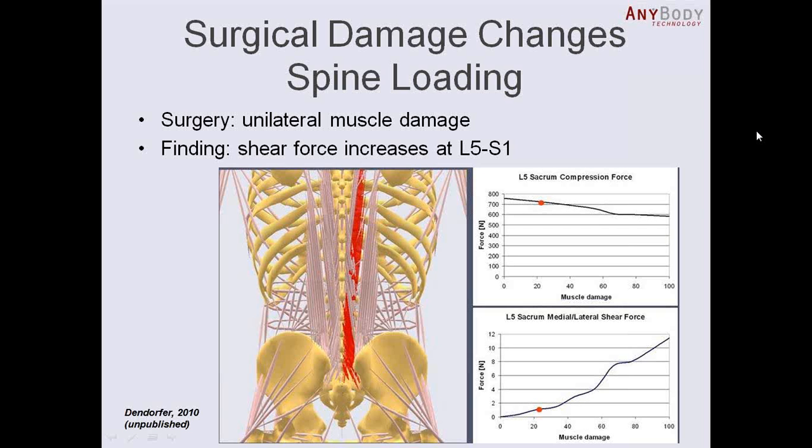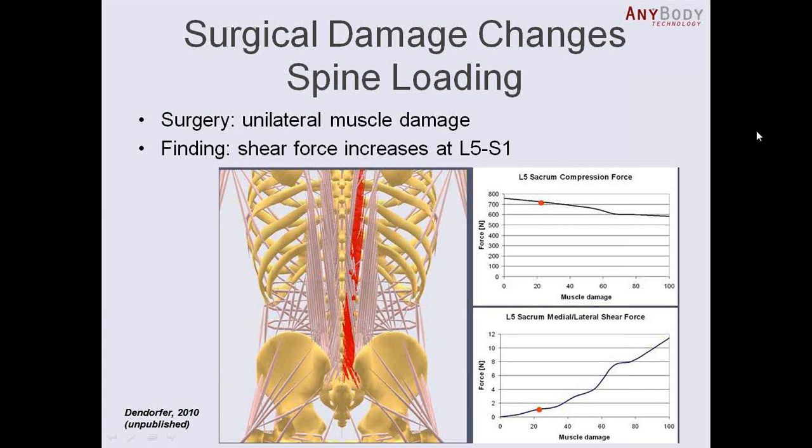And then in the charts on the right, you can see that as the muscle damage was increased, or the muscle strength was decreased to reflect damage, the compressive force at L5S1 was decreased, and as those muscles were removed from the model, the shear load at L5S1 was increased steadily. Now, of course, I'll point out that the y-axis on those two graphs is different.